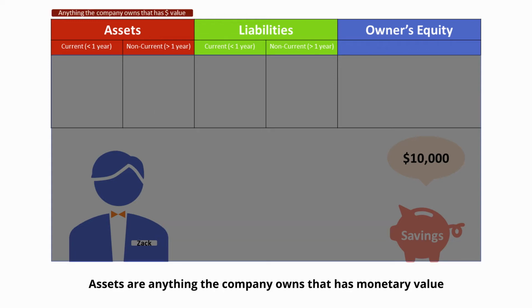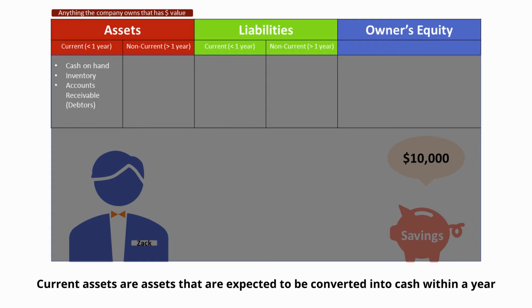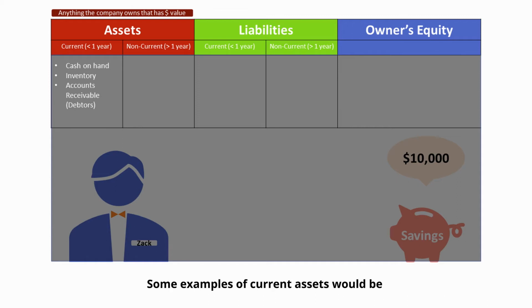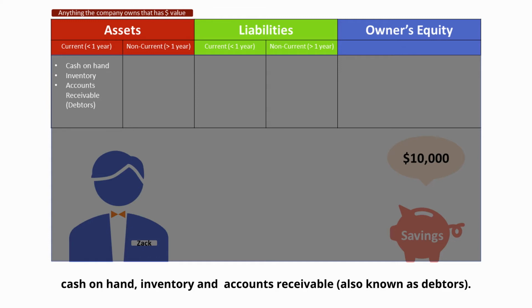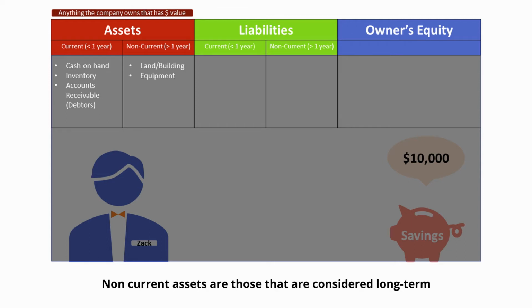Assets are anything the company owns that has monetary value. Current assets are assets that are expected to be converted into cash within a year. Some examples of current assets would be cash on hand, inventory, and accounts receivable, also known as debtors. Non-current assets are those that are considered long-term, where their full value won't be recognized until at least a year later. Some examples of non-current assets would be land, building, or equipment.